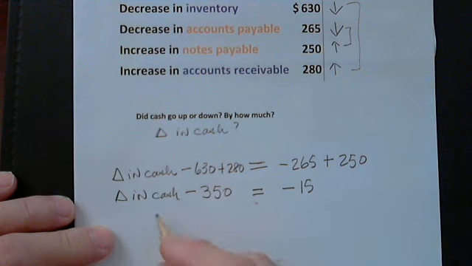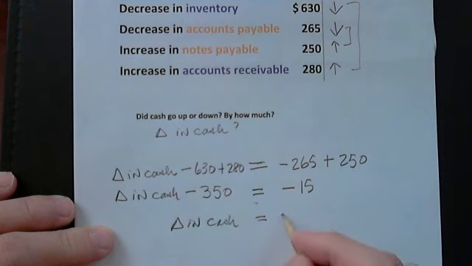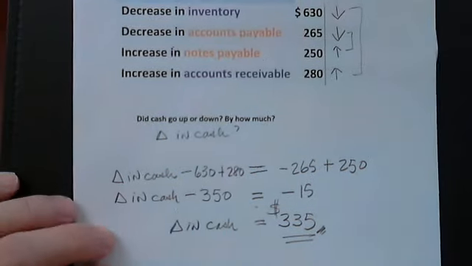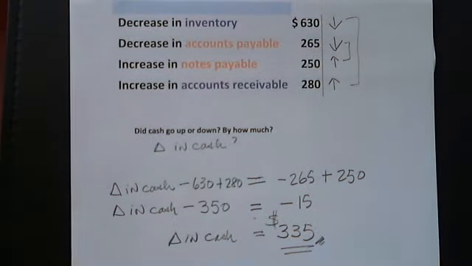And so what we then would just solve this equation for the change in cash. Put this 350 to the other side, and that becomes a positive 335, as before. So if this makes a little more sense to you, use this method. Both methods work. You'll get the same answer. This is just another way to look at it. I hope it helps. Take care.